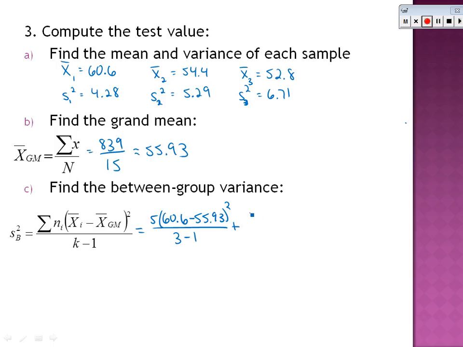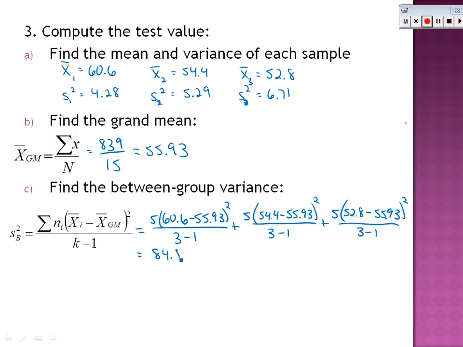For our next sample, we had a sample size of 5, a mean of 54.4, the grand mean 55.93, and again, number of groups, minus 1. Our last city, we had a sample size of 5, a mean of 52.8, a grand mean of 55.93, and again, number of groups, minus 1. Since all of these have the same denominator of 2, you could add together all the numerators and then just divide everything by 2. If you do the computation, our between group variance estimate is about 84.87.